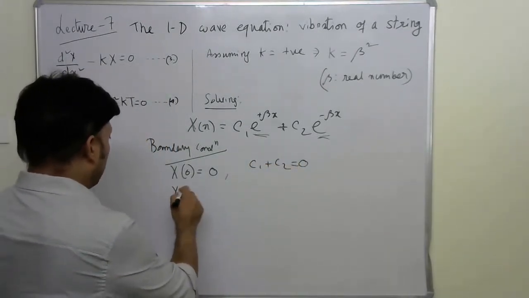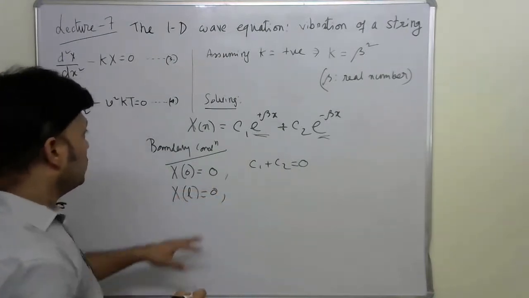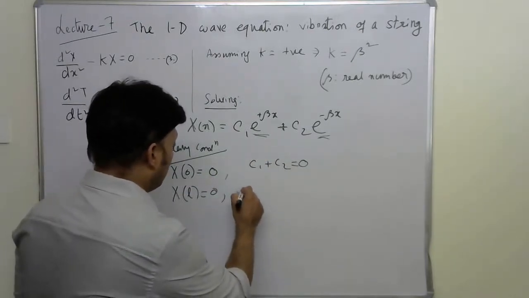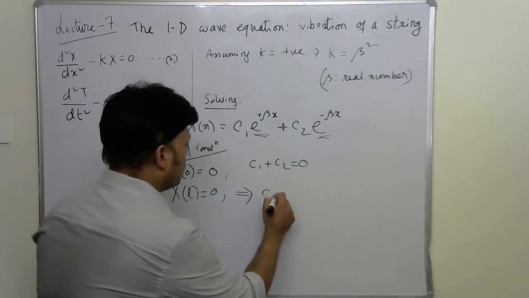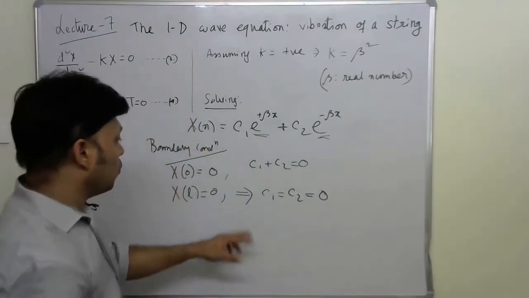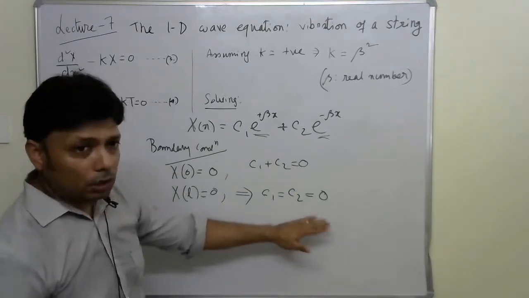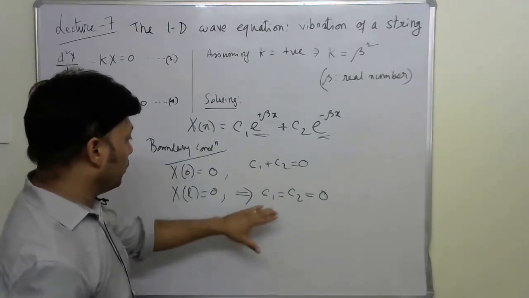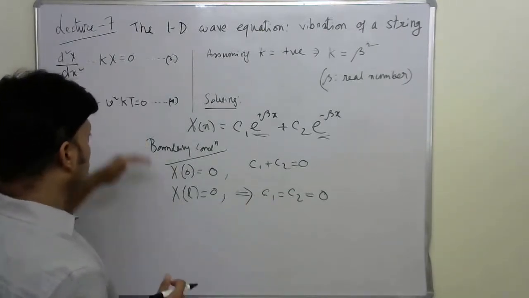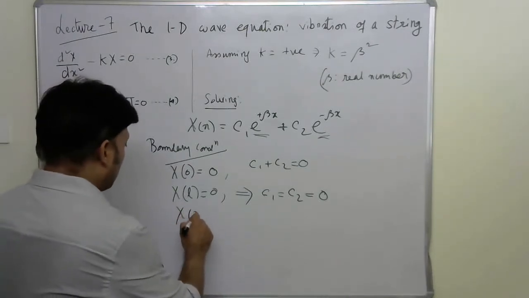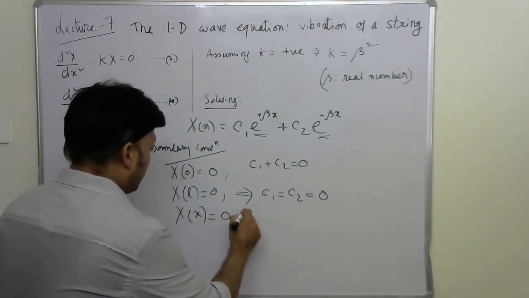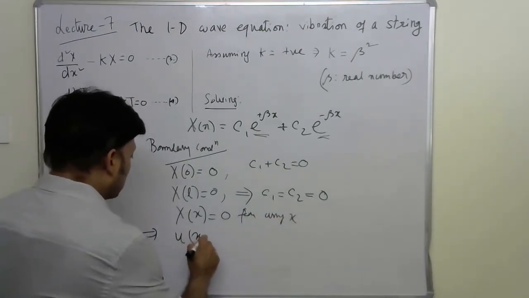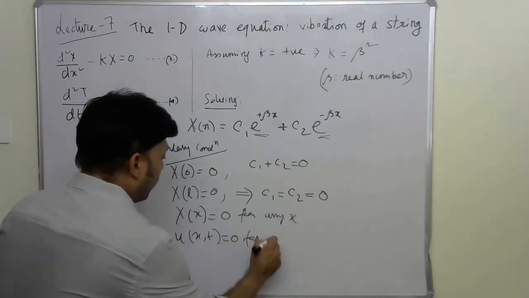And it also tells that X at x is equal to L is also 0. So if we put x is equal to L, it should be 0. That is only true when both c1 is equal to c2 is equal to 0. Whenever these two constants of integration are individually 0, then these boundary conditions can be true. So once again, if c1 and c2 are equal to 0, we are left with no choice but X is equal to 0 for any x. That tells me that the amplitude function u(x,t) is equal to 0 for any x.